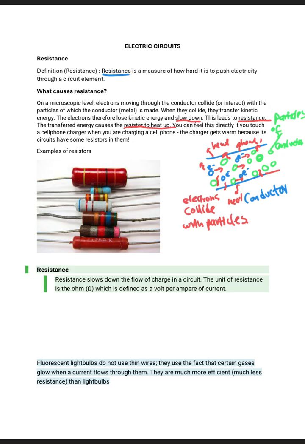So resistance slows down the flow of charge in a circuit. The unit of resistance is the ohm, which is defined as volt per ampere of current.